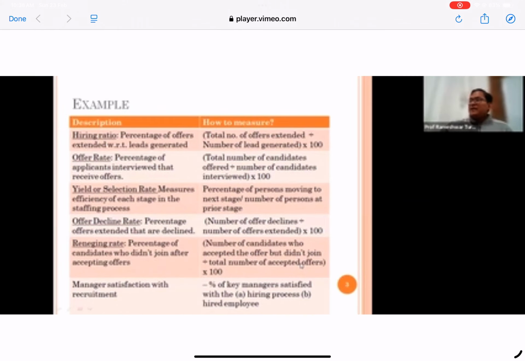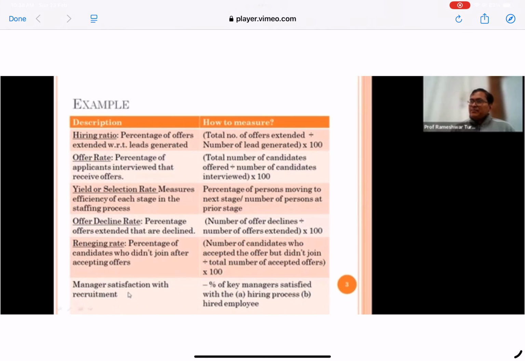Similarly, you can have multiple measures. Another simple one is manager satisfaction with the recruitment process. You ask the managers, are you satisfied with the hired employees? The percentage of managers who are satisfied is one measure. Or you ask the managers whether they are satisfied with the recruitment process, and find the percentage who are satisfied. That is a measure of management satisfaction with recruitment.